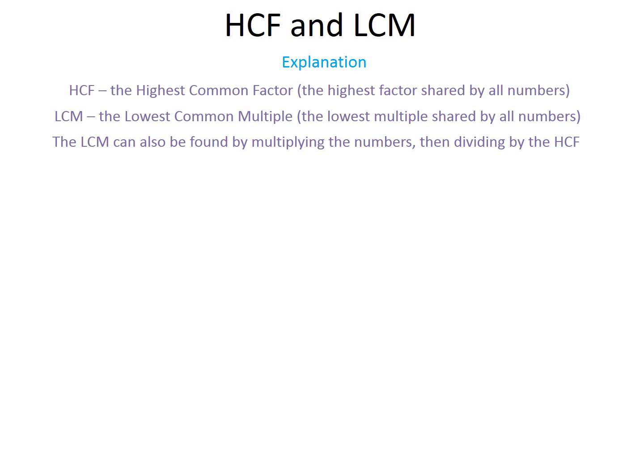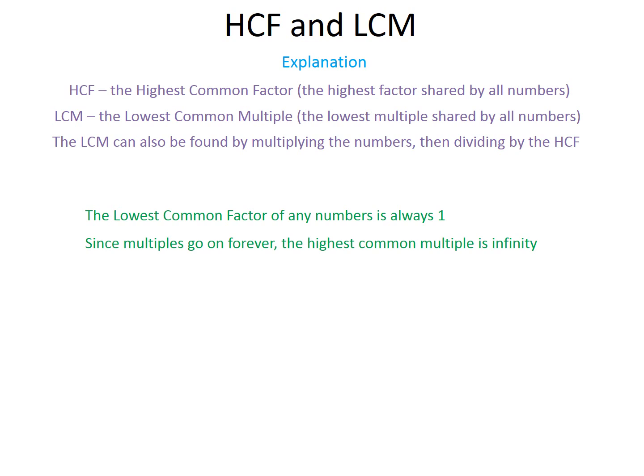Okay, just 2 more quick points. The lowest common factor of any 2 numbers is always 1. That's because 1 is always a factor of every single number. So we never bother finding the lowest common factor. It's 1. It's always highest common factor. And the highest common multiple is infinity.